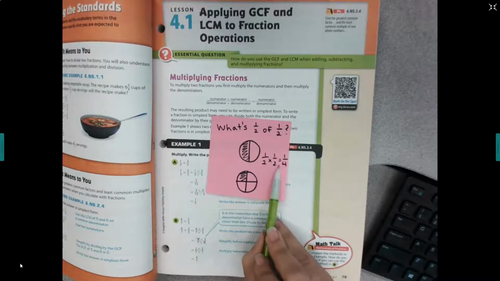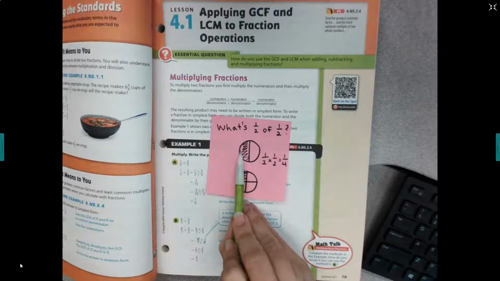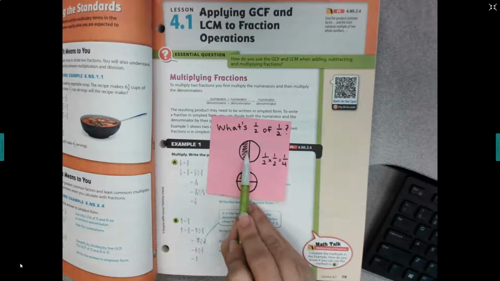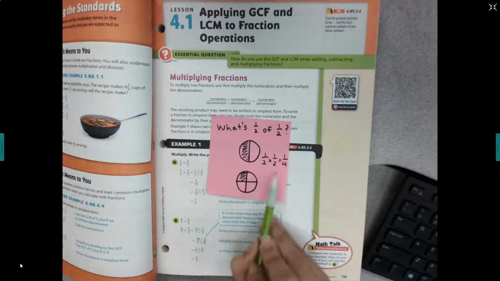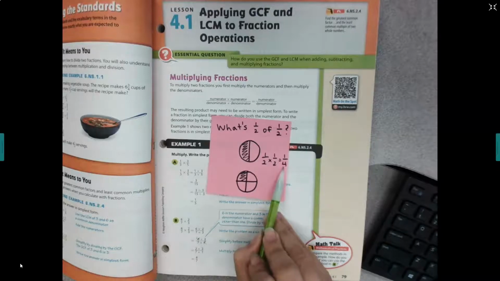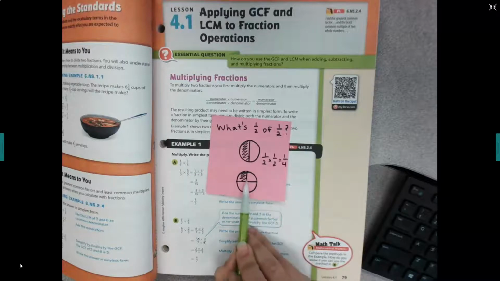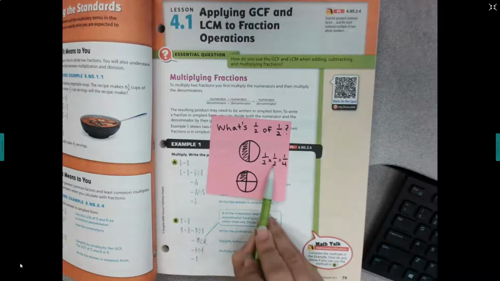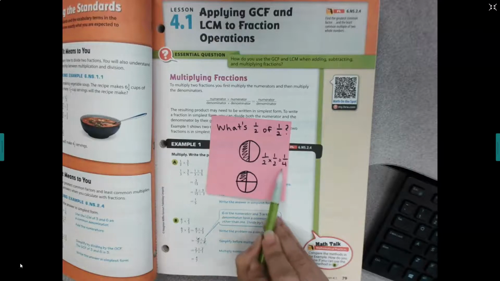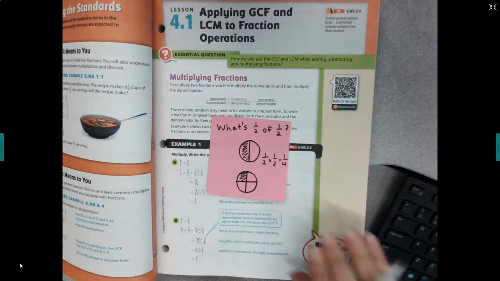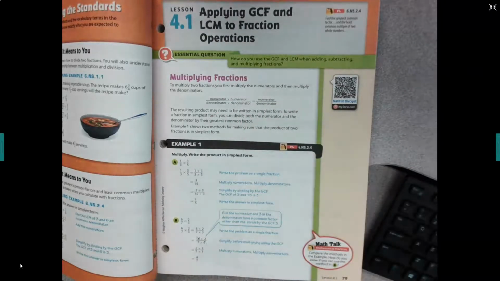The reason why I'm doing this is because right here, if I'm splitting this into 2 pieces, now I have 4 pieces as a result of my whole. Okay, so at first I started with 2 pieces, then I split into more pieces because I'm taking half, I'm cutting them into more pieces, and now I have 4. Okay, so let's look at this example.